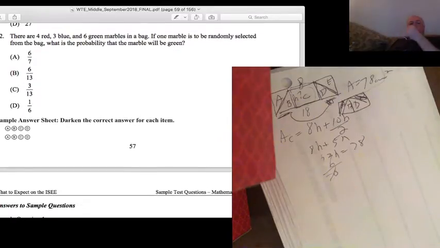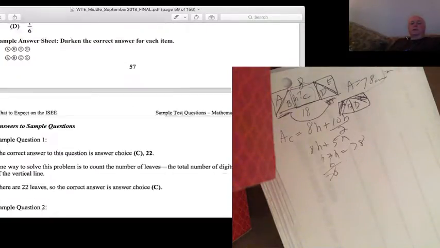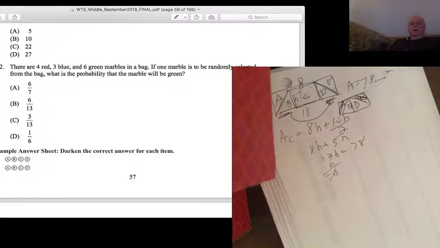2 is easy enough as well. There's 4, 7. There's 13 marbles in a bag. And what's the probability of the green? It's going to be 6 out of 13. That should be 2 as well. Yes, it is. All right, so that's a no-brainer.